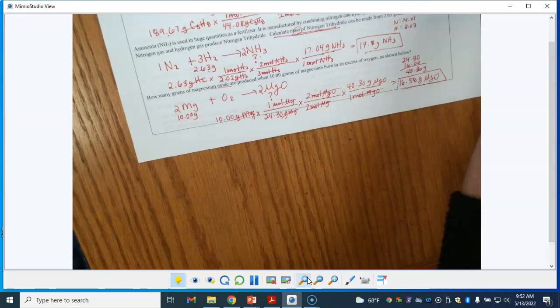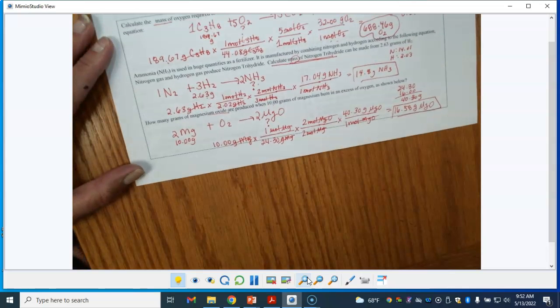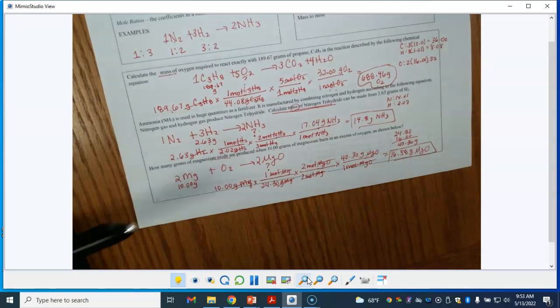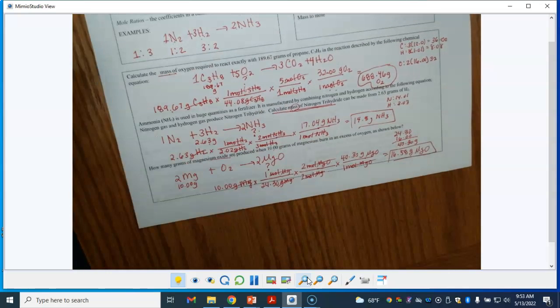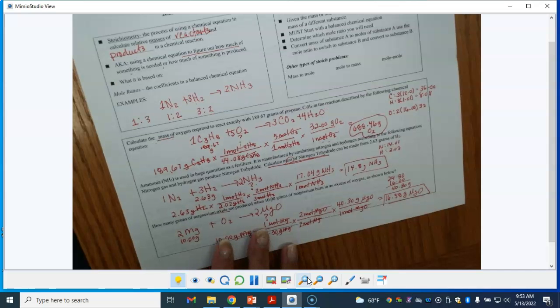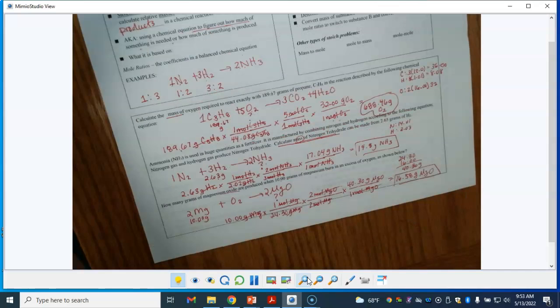Okay, those are stoichiometry problems, and we will practice these on Monday for sure. But that kind of gives you an idea. If you did not get this sheet, I will upload it on Google Classroom, or you can just put the practice problems and the notes into your notebook. Up to you.